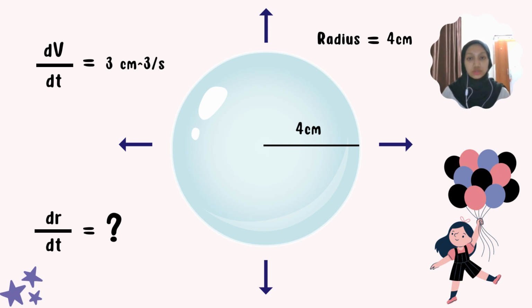Before we start doing our calculation, we should draw a related diagram from the question and also note all the information that we got from the question. So here I draw the perfectly spherical balloon with a radius of 4 centimeters. And also from the question, we know that dV over dt is 3 cm³ per second. And what we want to find is dr over dt.